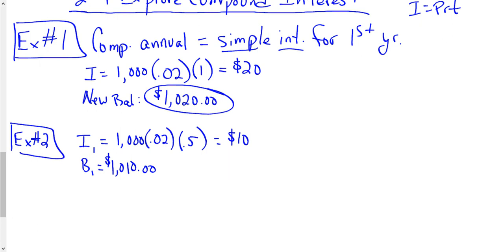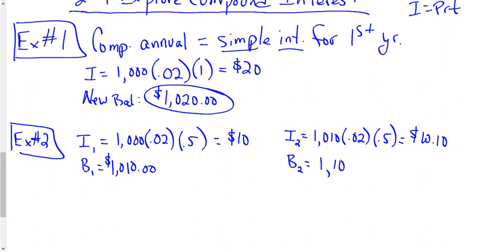Okay. Now let's do the second half of the year. They did this compounding and got this new balance after 6 months, right? So now let's do our second interest addition, I sub 2. We have a new principal now, right? What's our new principal? Times 0.02 times the other 0.5 of the year, right? And what do we get? $10.10.